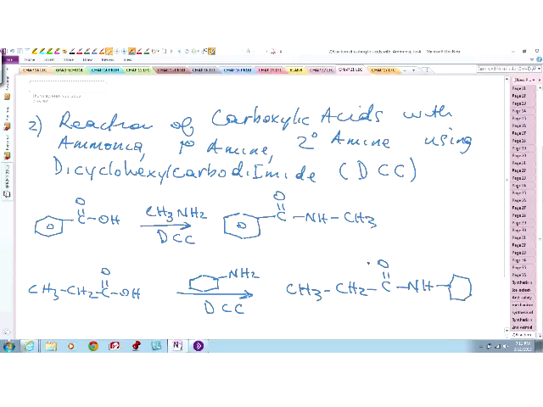So far we have given you two methods for making amides, one from acid chloride and the other directly using carboxylic acid in the presence of DCC. Those are the only two methods we have for forming amides. So we've done acid chloride, we've done ester, we've done amide. Now we need to do the anhydride, okay?